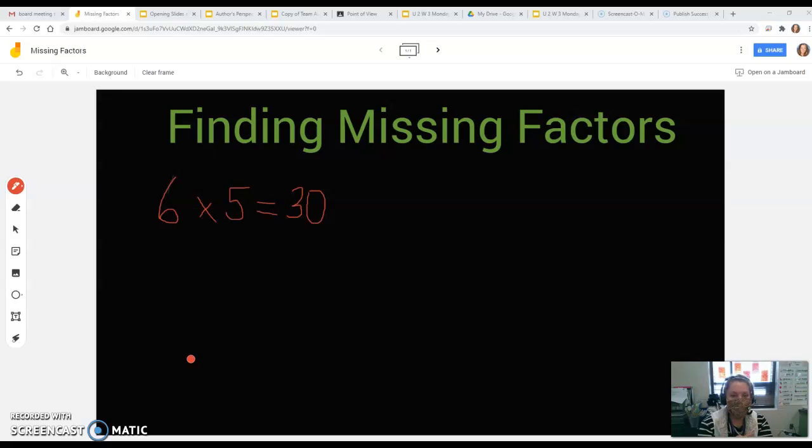This is going to be our math lesson for tomorrow. We are going to be talking about finding missing factors.